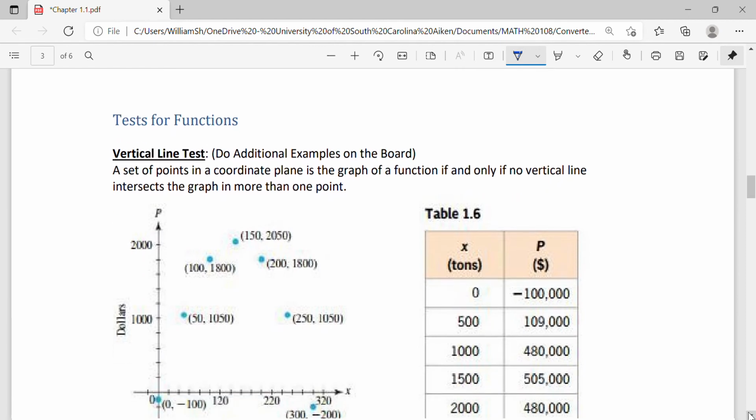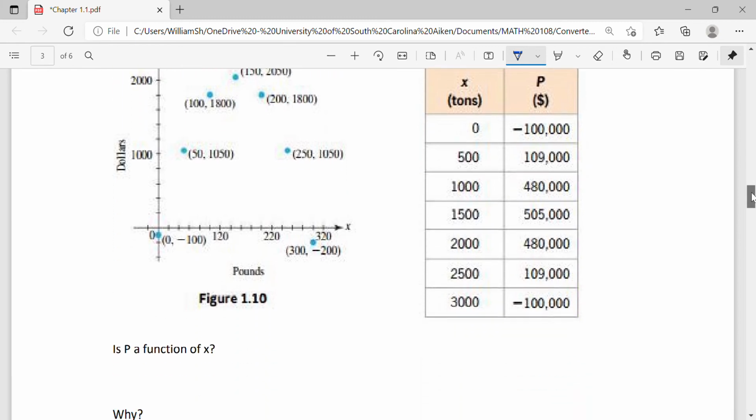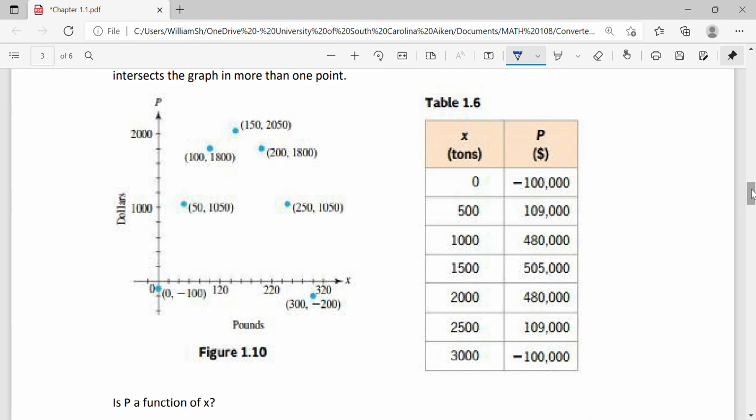Page 3. Now, we're going to do some tests for functions here. First one we're going to do is the vertical line test. The vertical line test says a set of points in a coordinate plane is the graph of a function if and only if no vertical line intersects the graph in more than one point. I have a very simple graph here. This graph only includes points. So what I'm going to do with the vertical line test is draw vertical lines.